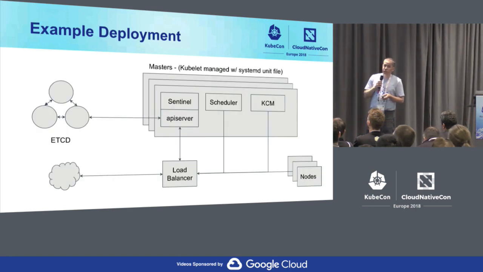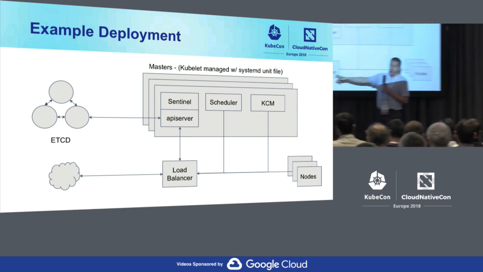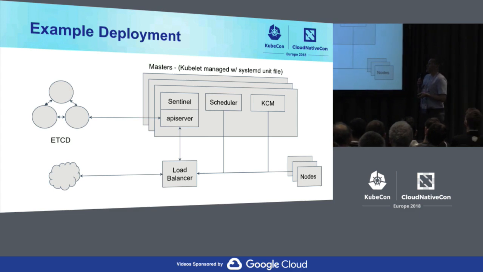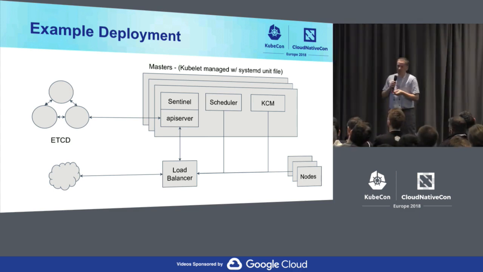And this is not a canonical example. There are many like it, and this example is also not purely HA because there's only one load balancer here. But it's just an example of what the deployment might look like going forwards. Very simple.